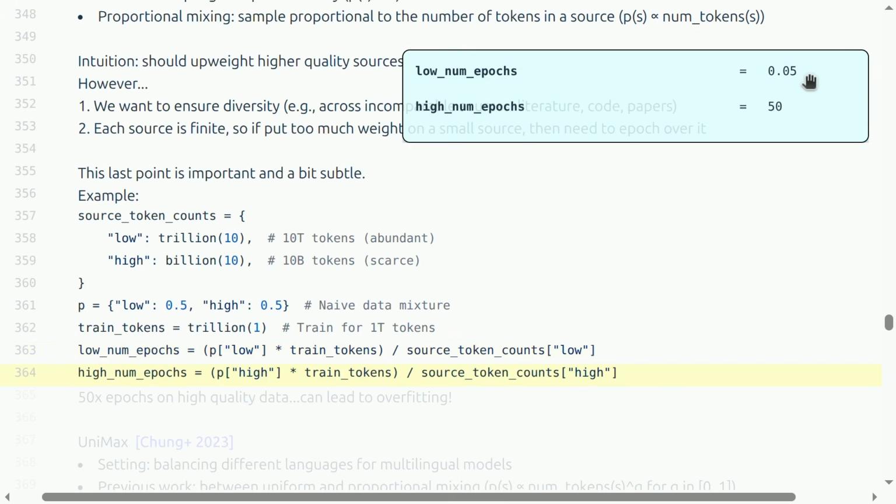And then if you look at high quality, you'll see that the number of epochs is 50, right? Because I only have 10 billion tokens here. And if I'm half-half, that means 500 billion tokens. I need to train on 500 billion tokens of high-quality data. But I don't have 500 billion tokens of data, so I have to repeat each data point 50 times.